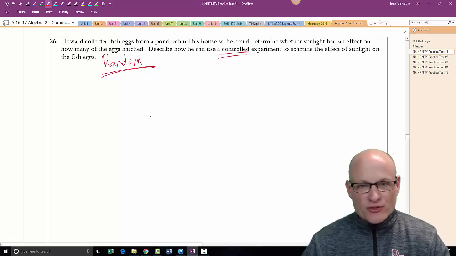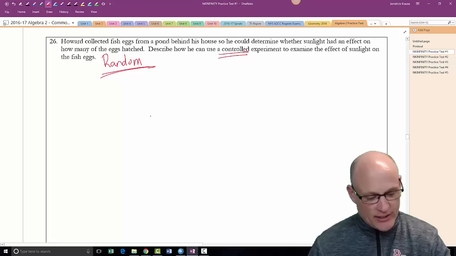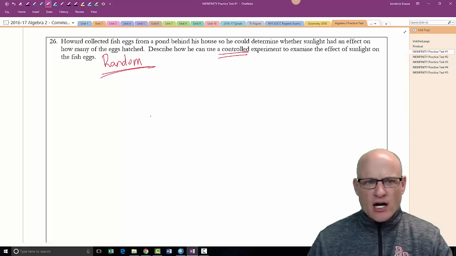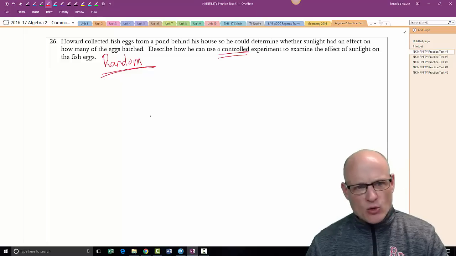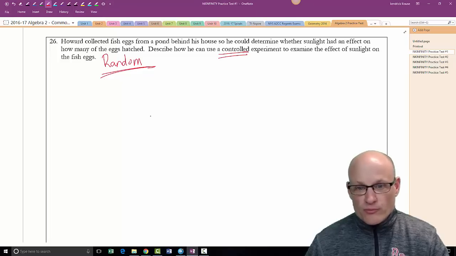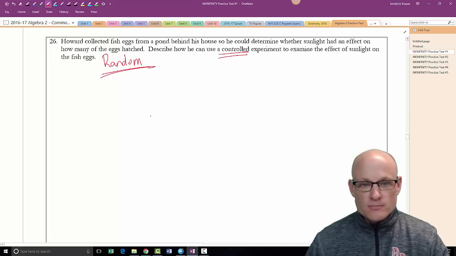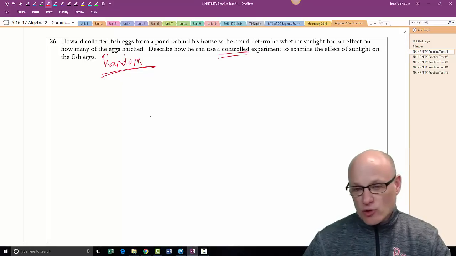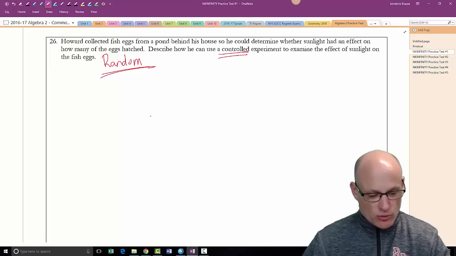So I'm just going to describe it. I'll talk you through it. This is what you should have written, something to this effect. The first thing Howard should do is randomly select 2 separate groups of equal size. Then one of the groups he should call the control group.